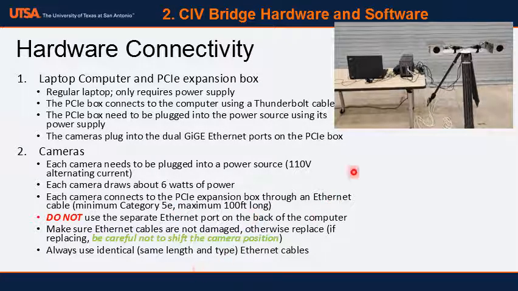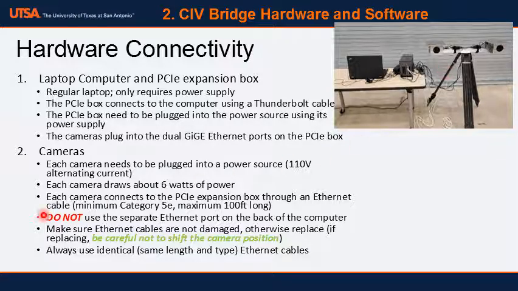If you do replace them, you'll have to open up the top of the box, go in there, unplug it, and change it. Please be very, very careful not to shift the position of the cameras if you ever have to do that. And always use identical cables, the same length and same type for both cameras. If you have to replace one cable for one camera, you should replace both cables for the two cameras and have them be the same length and the same type. This is because there's latency in the signals. If you have a very long cable and a very short cable, the signal to one camera will get there faster than the signal to the other camera. So it's important that you use the same cables.